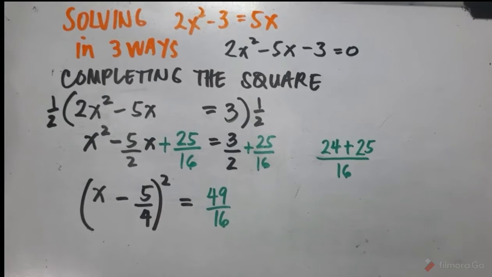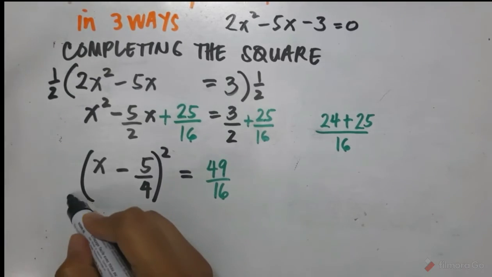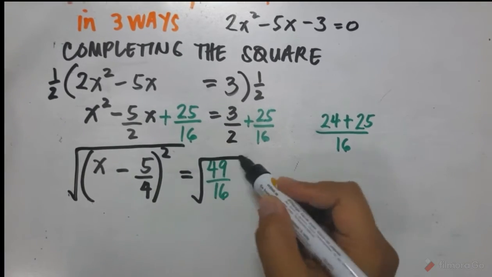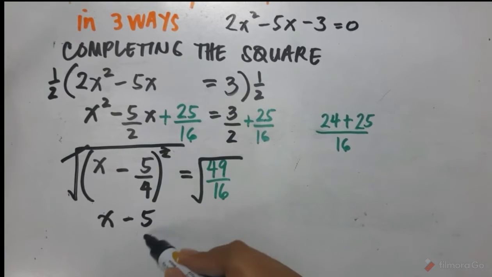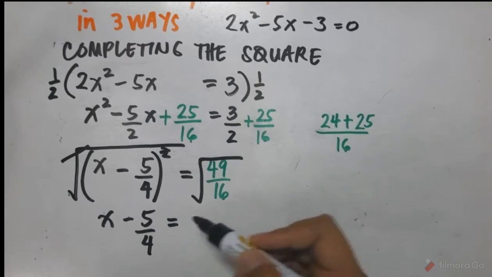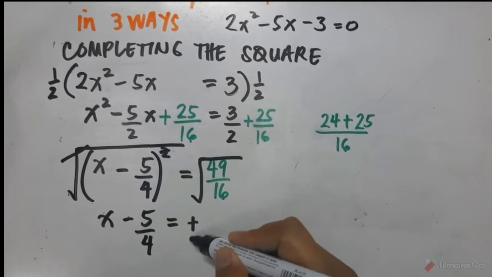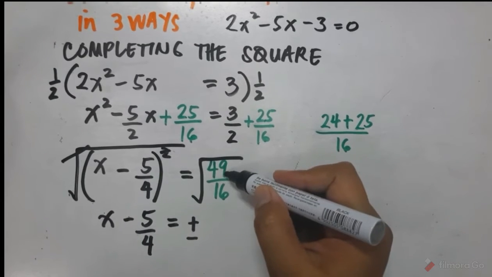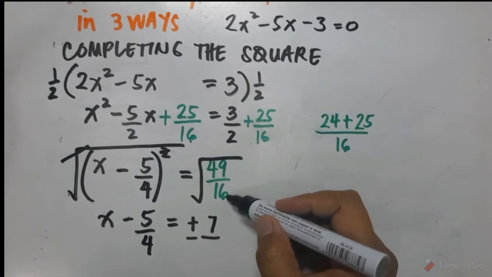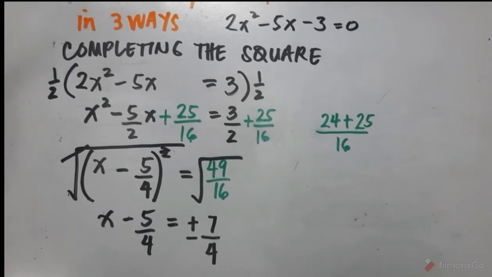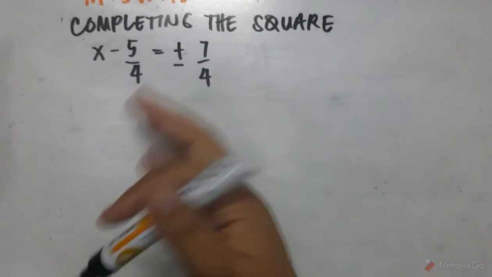And then we use extracting of the roots. So we extract by using the square root of both sides. We cancel this. We have x minus 5/4 is equal to the square root of 49/16, which is positive and negative square root of 49, 7, and square root of 16, 4. Continue to solve this in two parts.